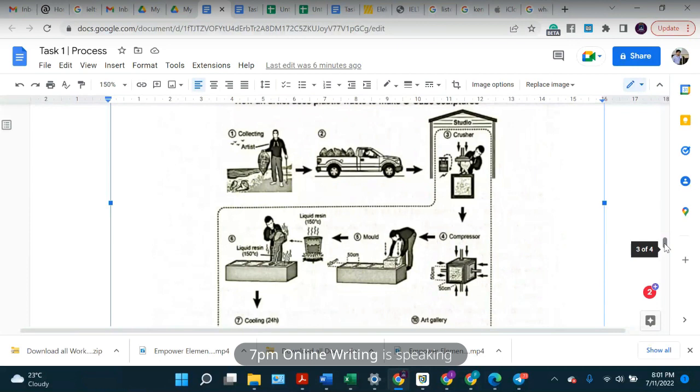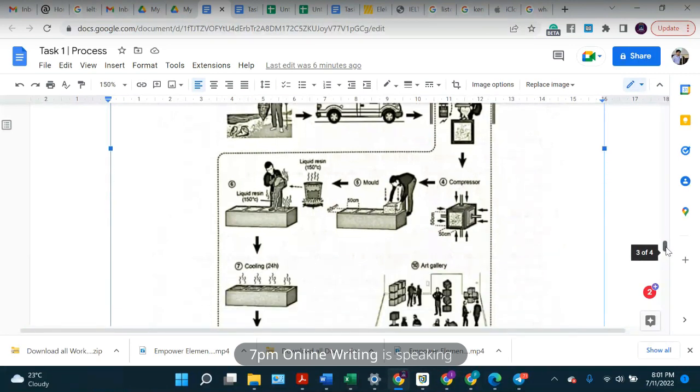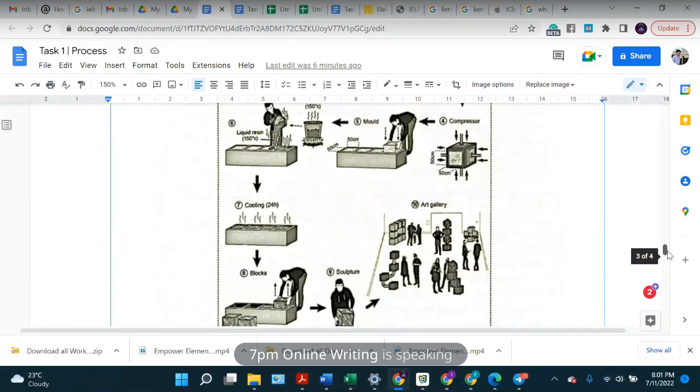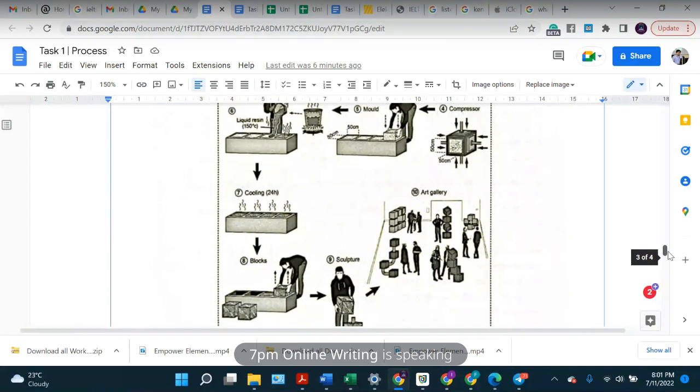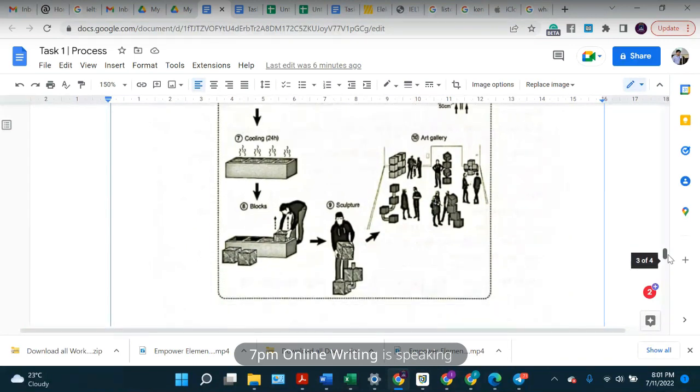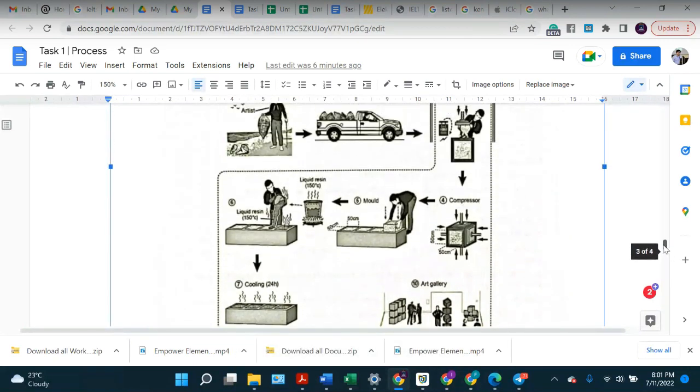So we got studio crushing, compressing, molding. That's all we have, right? And maybe right after cooling, we have blocks and making it into a sculpture.